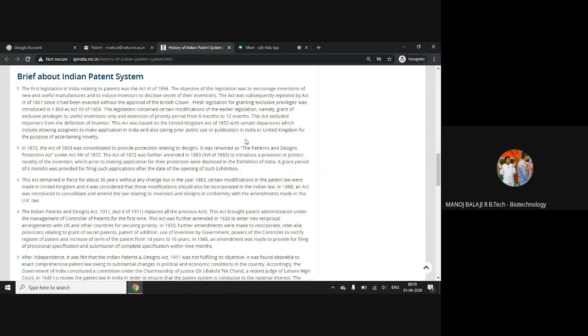Before going to the topic Indian patent system, let's see what is a patent. A patent is a government authority or a license conferring a right or a legal protection for a set period, especially the sole right to exclude others from making, using or selling an invention. Indian patent system.